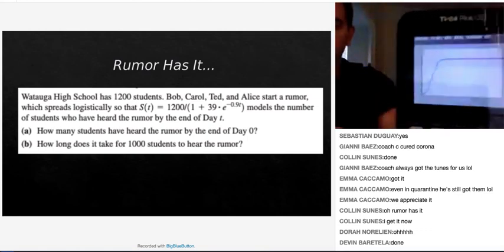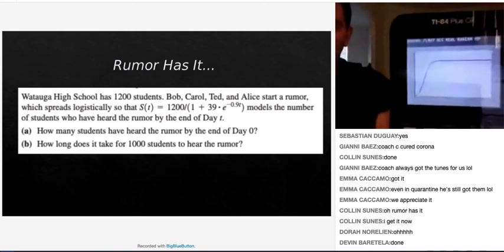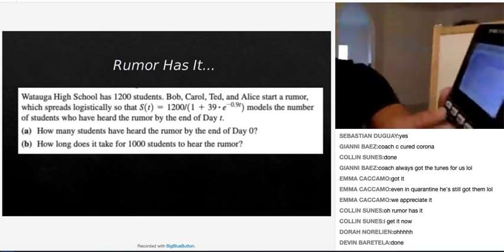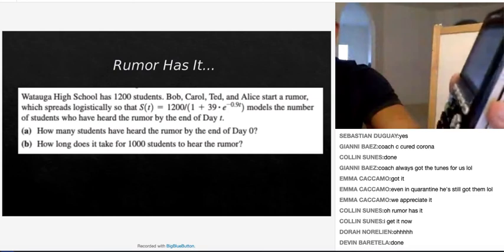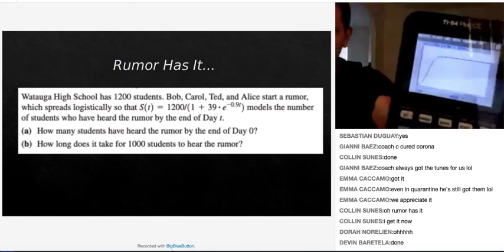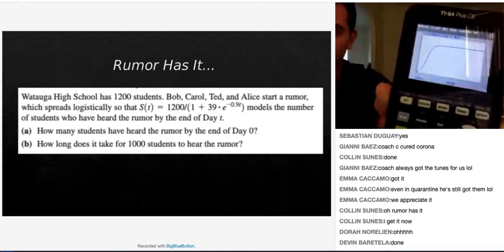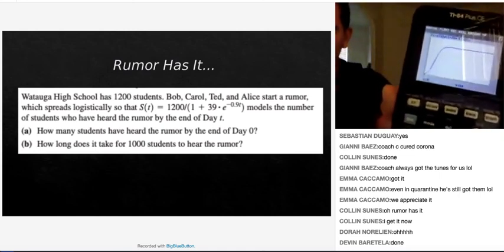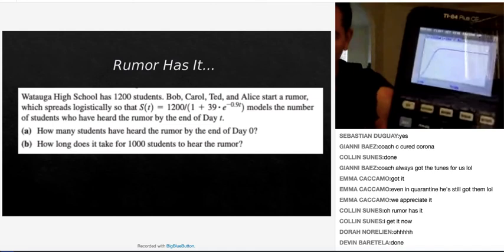End of day 0. Well, you have a couple options. You can do this by hand. You can use the table. I'm going to use the value button here. I'm just going to hit second trace value, and it's going to tell me that 30 people knew it at the end of day 0, basically. So when the rumor started, 30 people knew it.